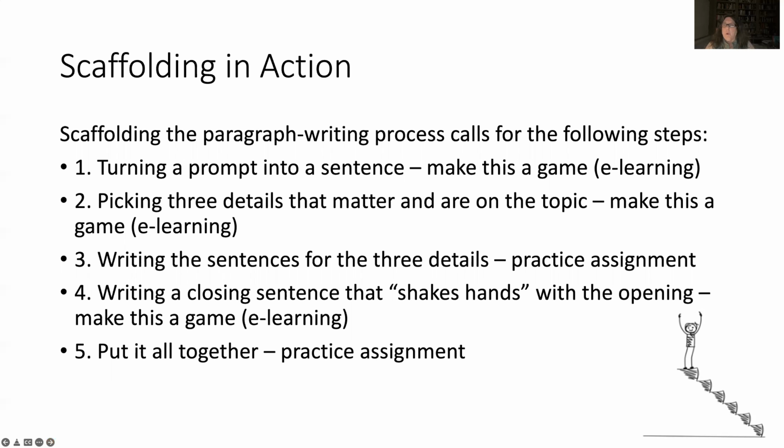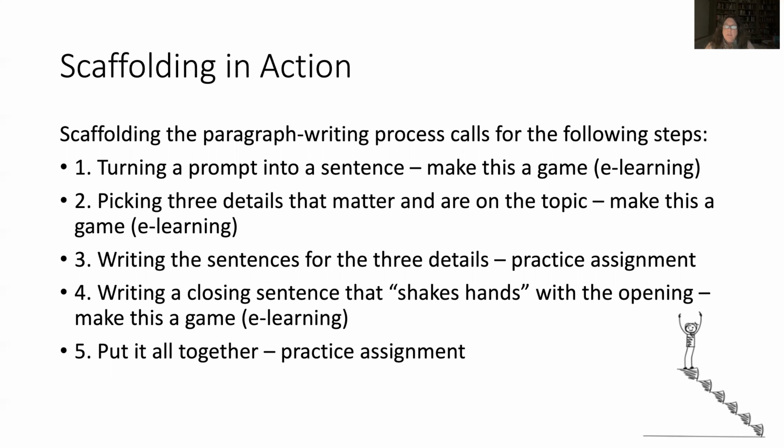So if we were going to break it down, what we would do is first we would master turning the prompt into a sentence. We would make this into a game with e-learning. So let's say the prompt is, what's your favorite food? And the kid would then know to say, my favorite food is a hot dog. They eventually would learn to say, my favorite food is a hot dog for many reasons, because that leads right in. And again, we could do this with a game in Kahoot.